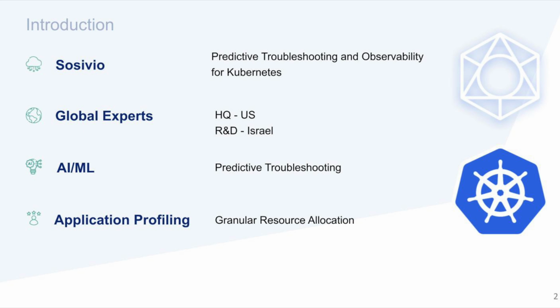First, let me briefly introduce Sosivio. Sosivio is a predictive troubleshooting tool for Kubernetes applications and environments. We have domain experts both in AI and Kubernetes with several decades of experience in their respective fields. We are a globally remote company with our headquarters in San Francisco and our R&D team in Tel Aviv.